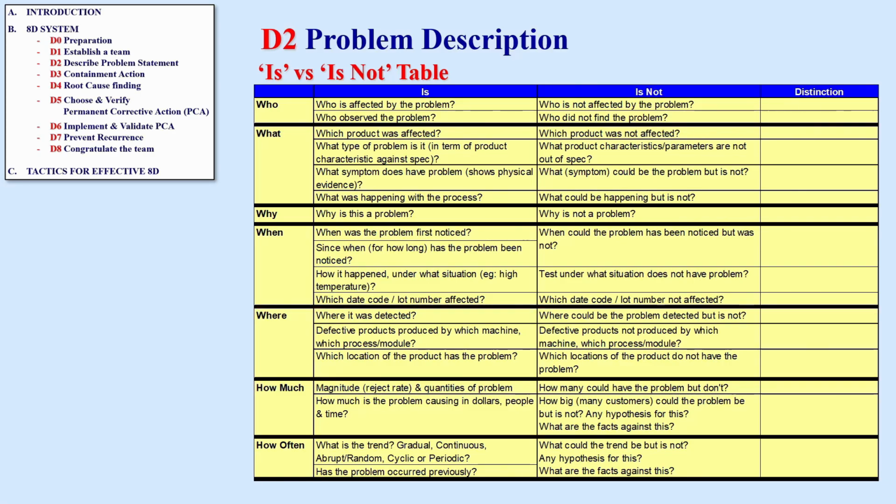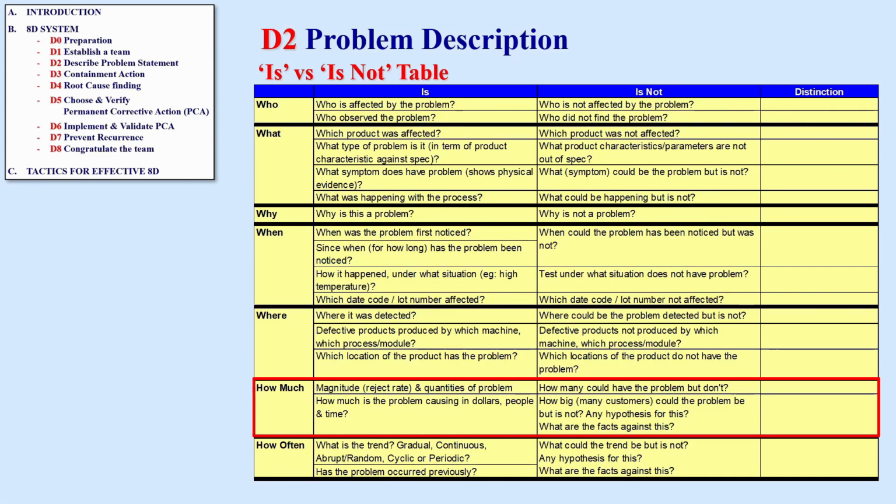How much? The questions are to find out the magnitude of the issue: how high is the reject rate, and the estimated quantities affected by the issue. How much is the problem costing in dollars, people and time? Whereas the negative question sounds something like, how many could have the problem but don't? And how big, how many customers, could the problem be but is not?